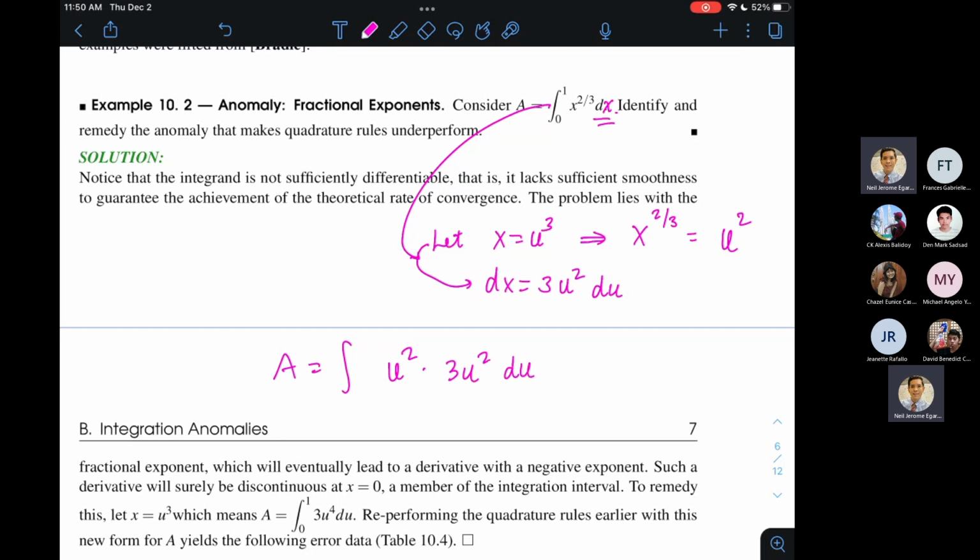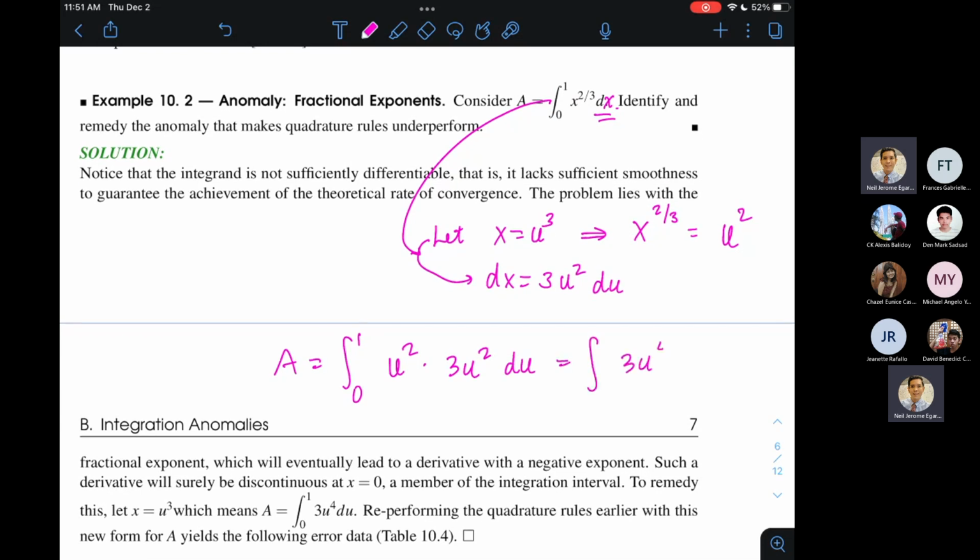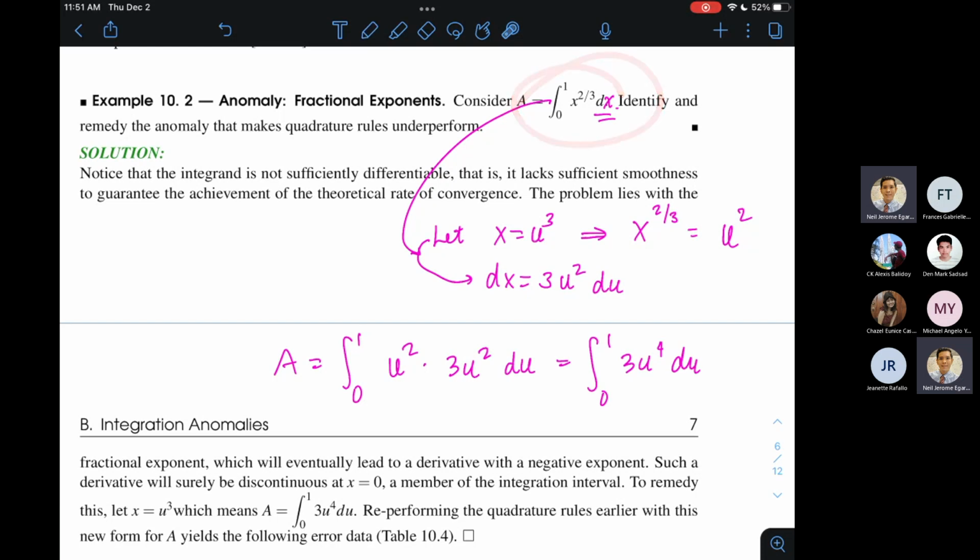All right. And then now we need also to change the bounds. When x is 0, all right, u will be equal to 0 pa rin. So this will be a 0. Okay. And then if x is equal to 1, so magiging 1 to, si u dapat equal din kay 1. All right. So I will retain the bounds. So now I can integrate 3u to the fourth du from 0 to 1 instead of x to the 2/3 from 0 to 1, because they will just give the same integrals, or the same value for the definite integral.